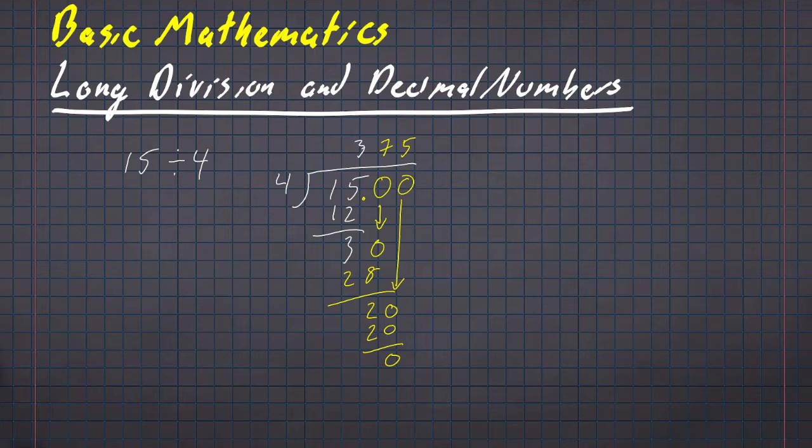Our remainder is 0. We could introduce more zeros and keep dropping them down, but you're still going to end up with 0 at the bottom, so it's not going to be interesting. 4 goes into 0 0 times over and over and over again. So instead, we finish up by lifting our decimal point straight up, and we get that 15 divided by 4 is 3.75.